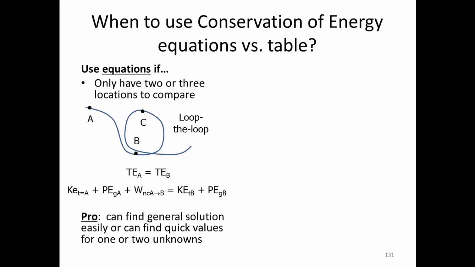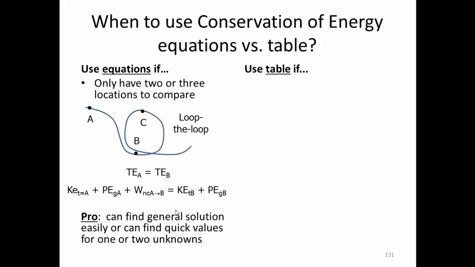And the pros of this situation is that we can find a general solution really easily, and we can also find quick values for the energies at any point on the curve quite easily. So if you're working on AP tests, I would not use an energy table. I would use this method, because typically they're not asking you for 15 different values. They're only asking for 2 or 3, and you can quickly and easily, especially when you have 2 points you're comparing, work out these equations very quickly to get a quick answer.